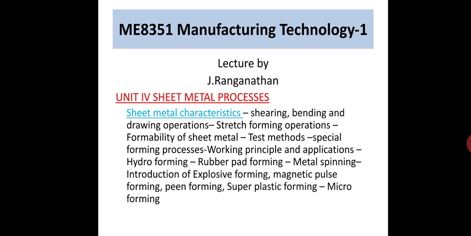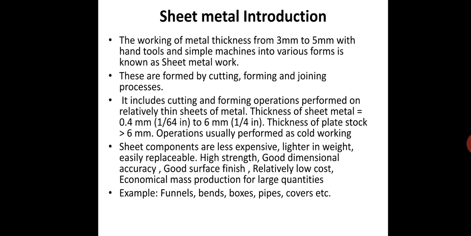In this video, we are going to see the topic 1 of the fourth unit, that is sheet metal characteristics. First, what is sheet metal? The working of metal of thickness from 3 to 5 mm with hand tools or simple machines into various forms is known as sheet metal work. They are formed by cutting, forming and joining processes.